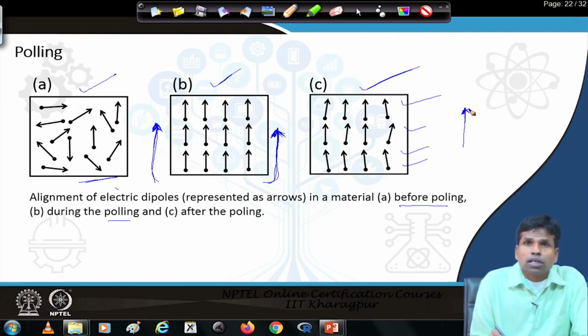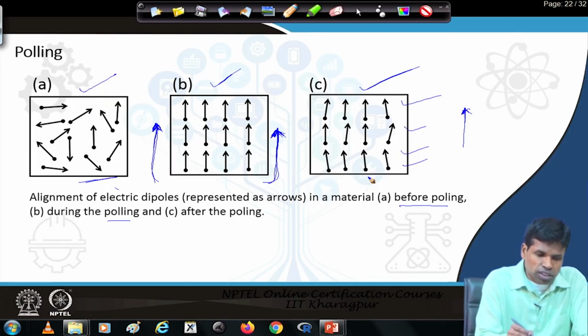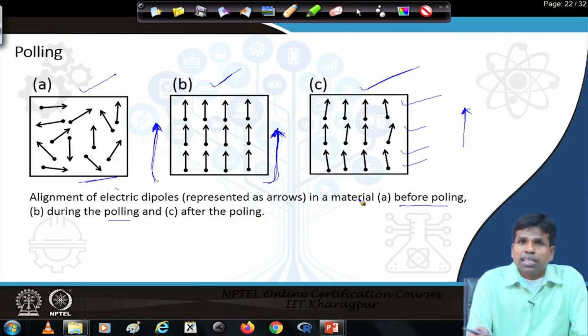So, by poling we can orient the dipoles in a crystal, thereby impacting the piezoelectric effect, as done with lead zirconate titanate. Can we depole, or do the reverse? Yes, if we again apply an electric field in the opposite polarity, opposite direction, then we can reorient them back to random. By applying the field in the opposite direction, the material can be depoled.